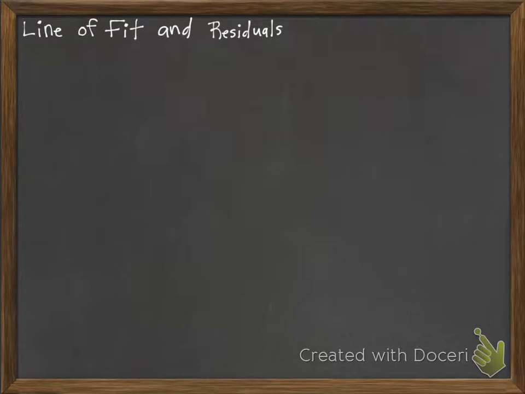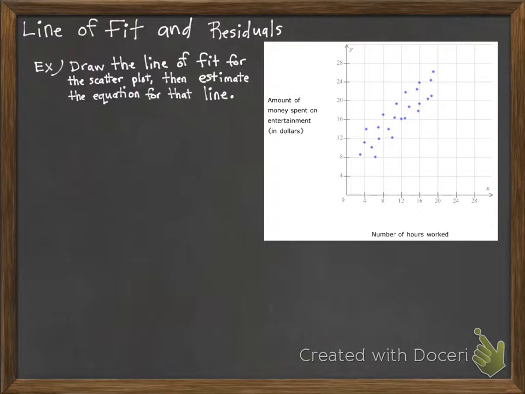This lesson is about the line of fit and residuals. We're specifically going to look at linear lines of fit, which means straight lines. If we have a scatter plot, we have a bunch of different coordinates, points, graphed with the y and the x-axis. In this case, we're comparing the amount of money that someone spends on entertainment versus the number of hours that they work.